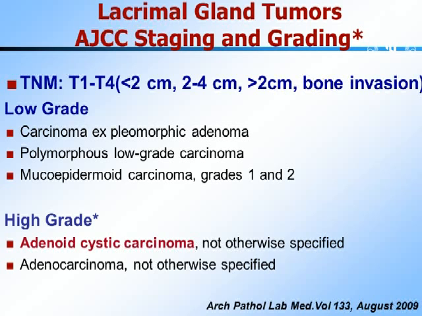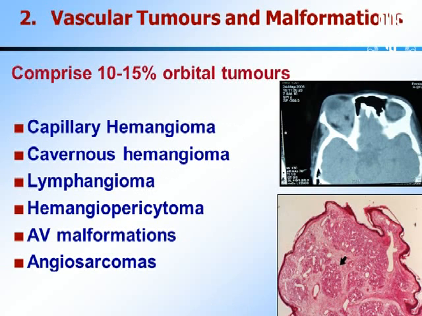Pleomorphic adenomas which become malignant come into the low-grade category, whereas adenoid cystic carcinomas are regarded as very high-grade tumors. So histopathology is very important for further management of lacrimal gland tumors.